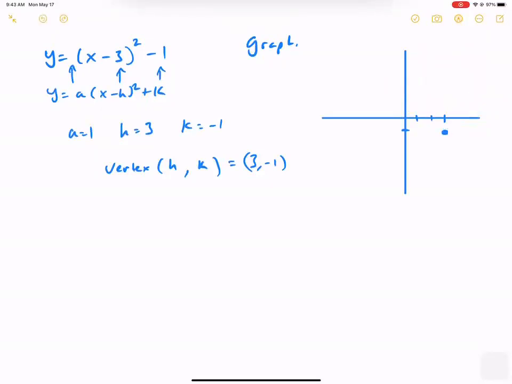And hopefully you remember our trick here. If the a value is 1, it means one step over, one step up. One step over, one step up. 2 steps over, what's 2 squared? 2 squared is 1, 2, 3, 4. So we have this pattern of a parabola that looks like this U shape. And that's 100%. That's what a parabola looks like.